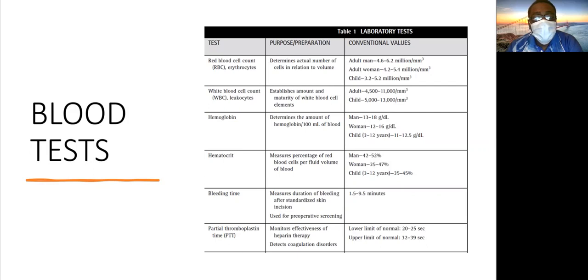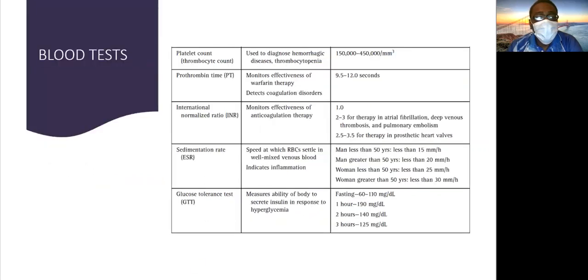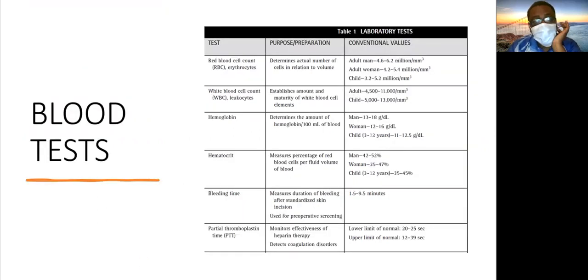Okay, for your partial thromboplastin time, your PTT, which monitors the effectiveness of heparin therapy. It also helps to detect coagulation disorders. The lower limit of normal should be between 20 and 25 seconds, and the upper limit of normal should be between 32 to 39 seconds.